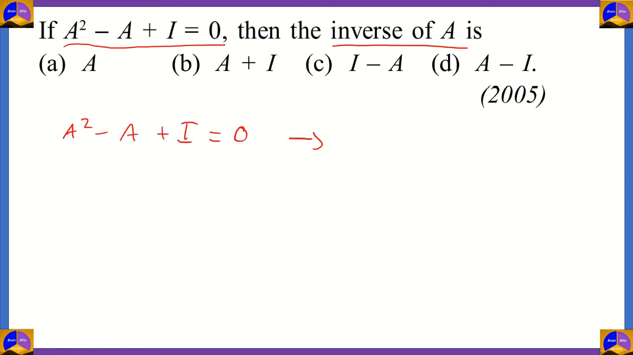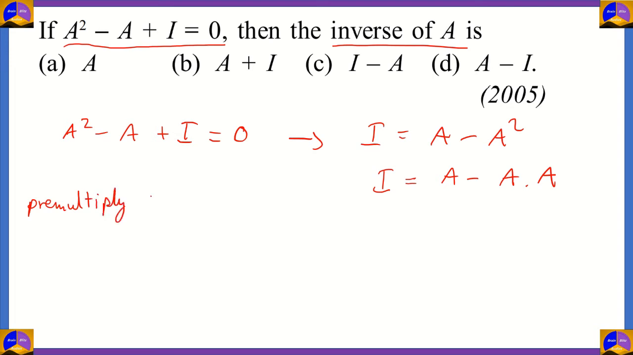We'll just rearrange this to have I on the left-hand side, and on the right-hand side you get A minus A squared, which is equal to A minus A times A. And then what we do is we pre-multiply by the matrix A inverse. So therefore it will be A inverse I equals A inverse A minus A inverse A times A.